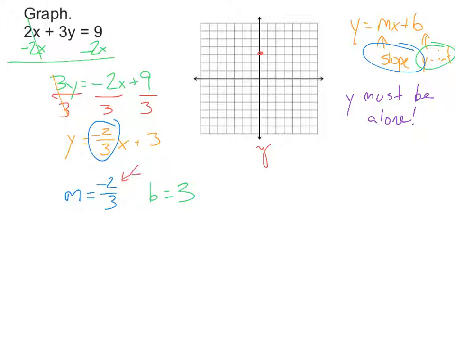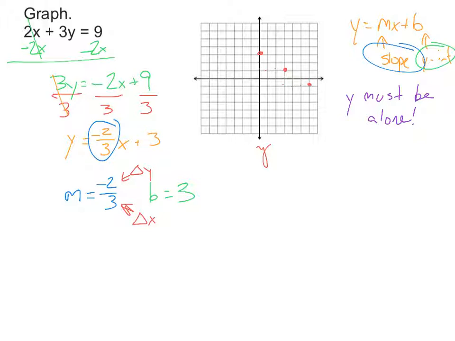I'll remind you that this is your delta y, and that this is your delta x. So let's change our y by negative 2, so we count down 1, 2, and then we change our x by positive 3, and there it is. There's our next point. And I can do that again. I can count down 1, 2, and over 1, 2, 3, and there's my next point.